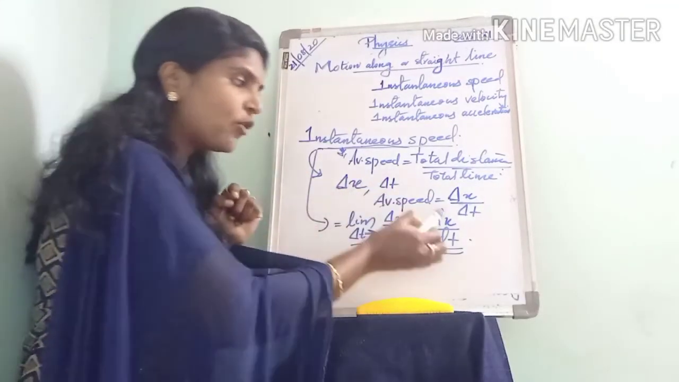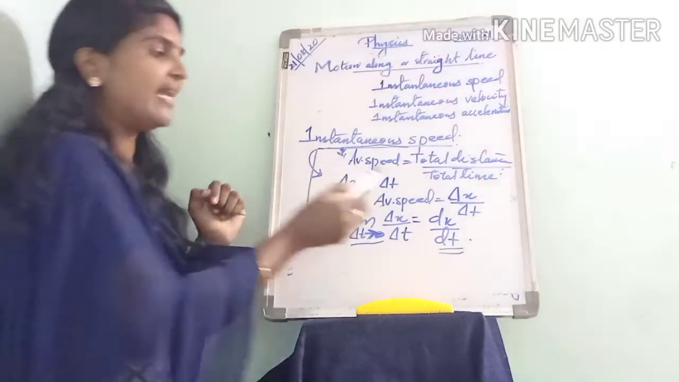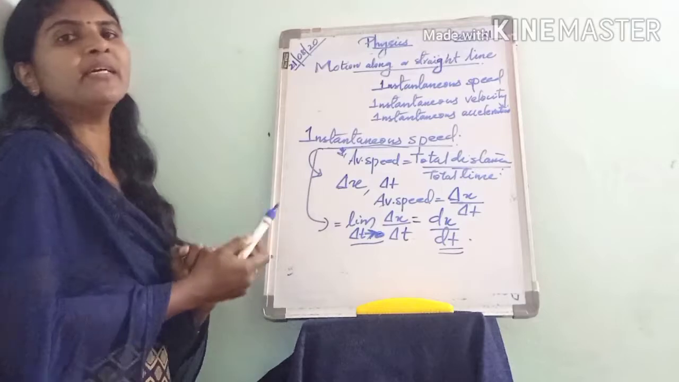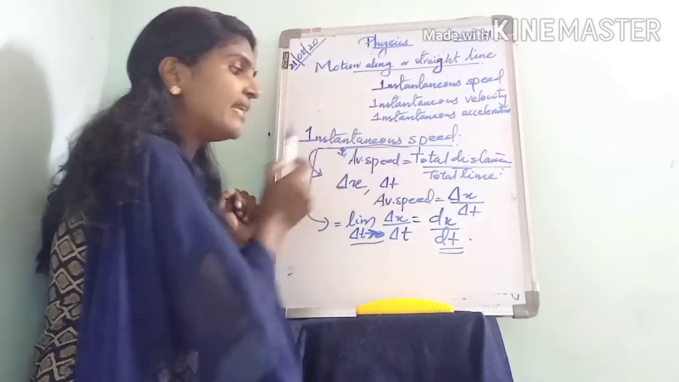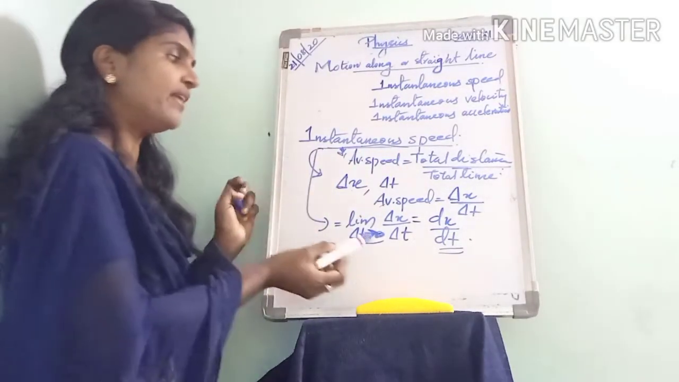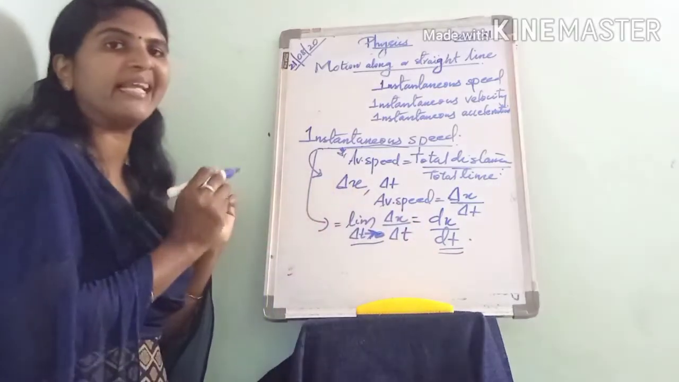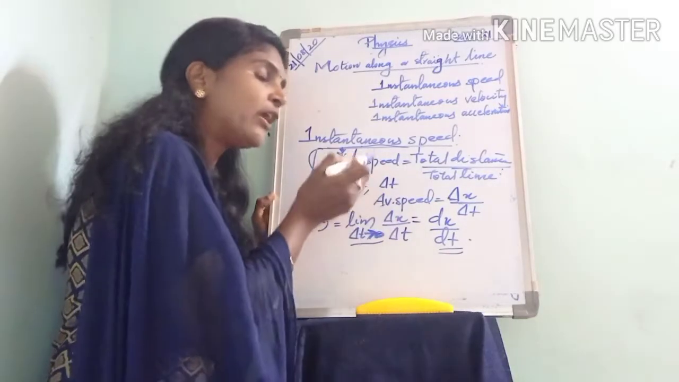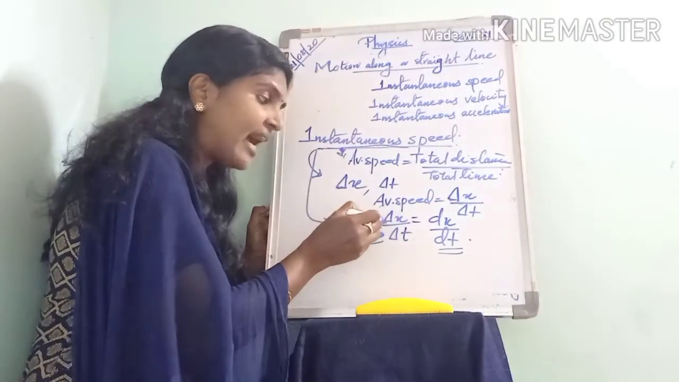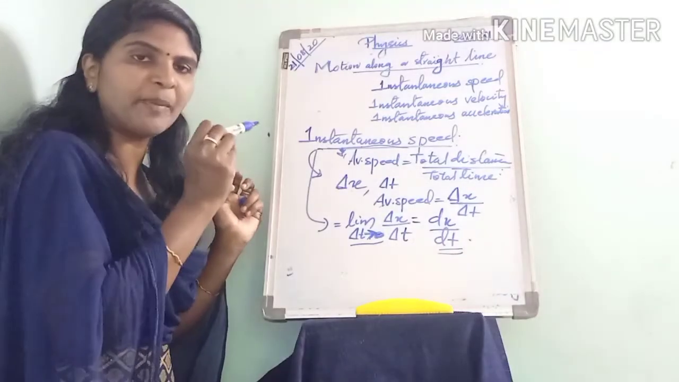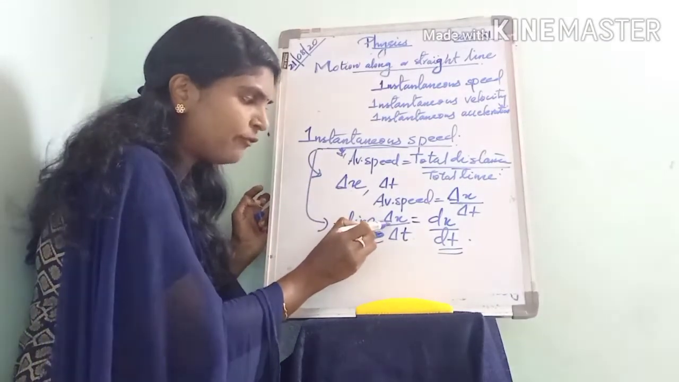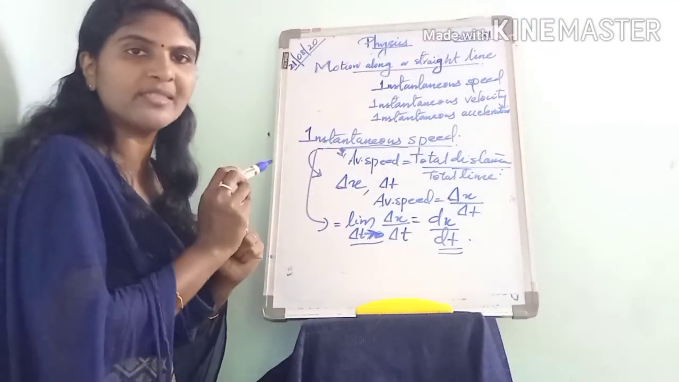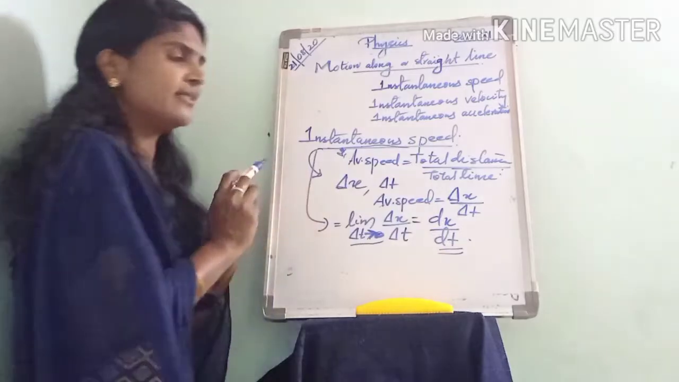And that is equal to the instantaneous speed, dx by dt, the small change of distance divided by the small change of time. So from the average speed we can calculate the instantaneous speed. Instantaneous speed is equal to the limiting value of average speed when delta t approaches 0.